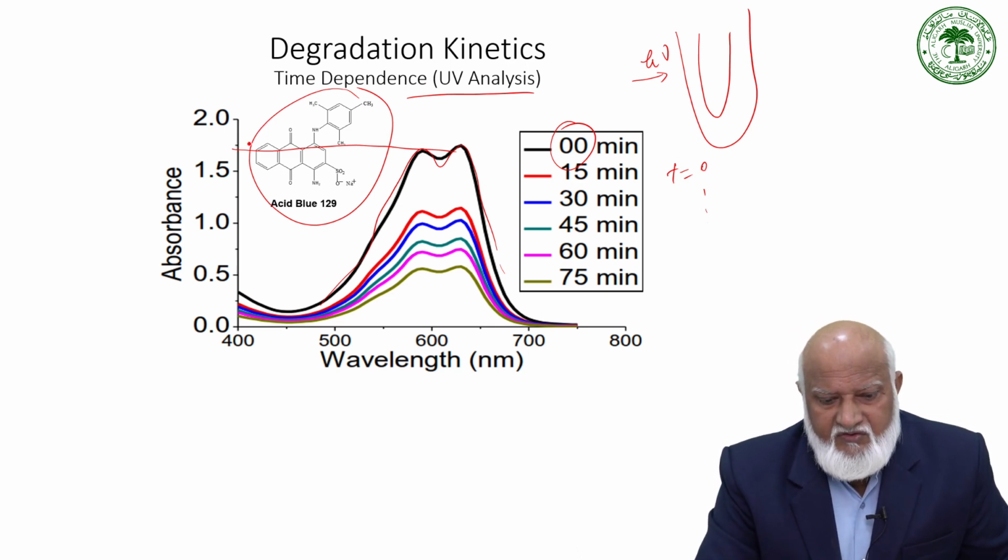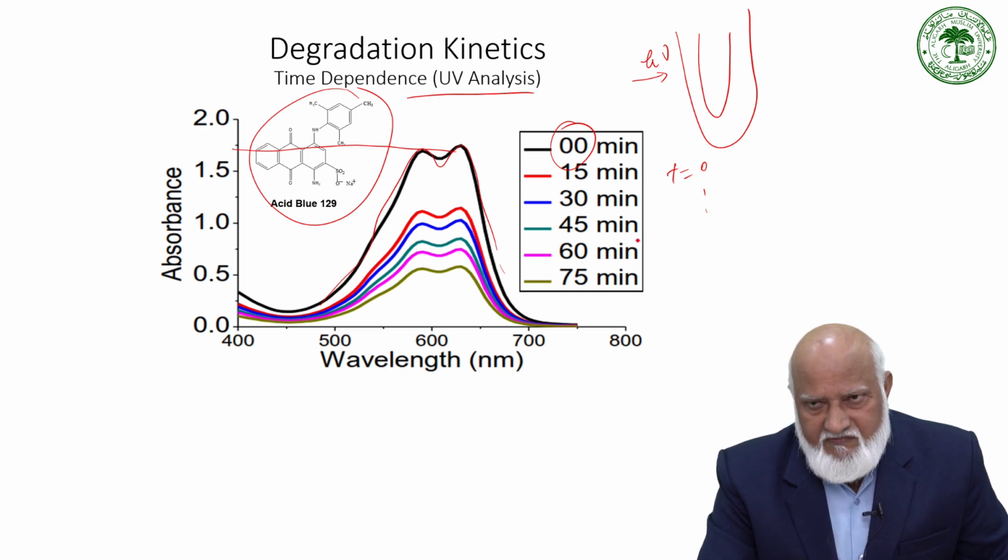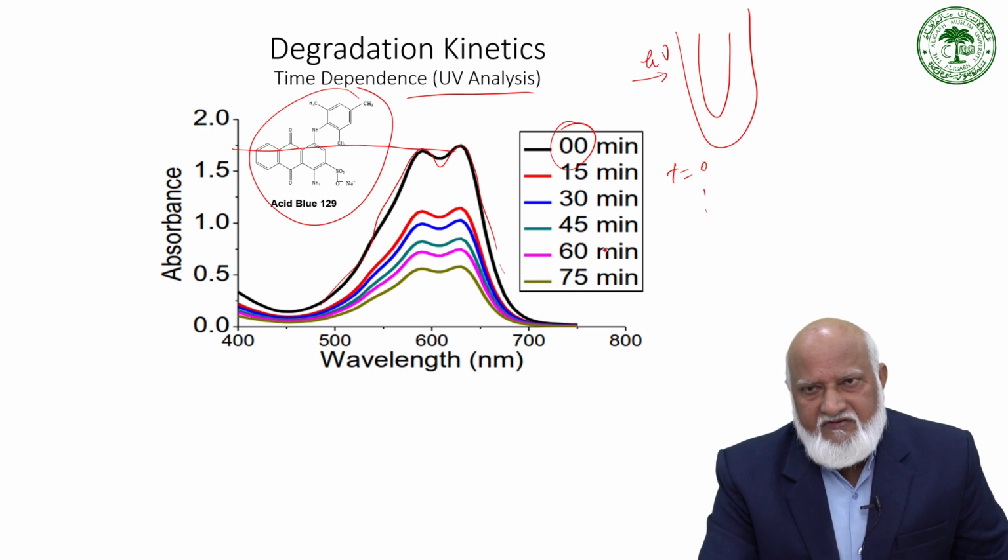maybe 1.75, 1.8, and so on and so forth. It's a quite colored solution, and then we do the reaction in the presence of titanium dioxide: aqueous solution of the dye, titanium dioxide, stirred, bubbled air, collect a sample, light on, mainly UV light, because titanium dioxide has a large band gap energy.